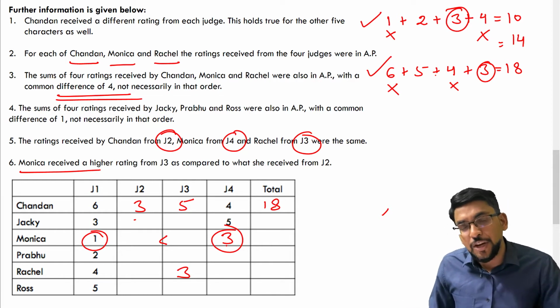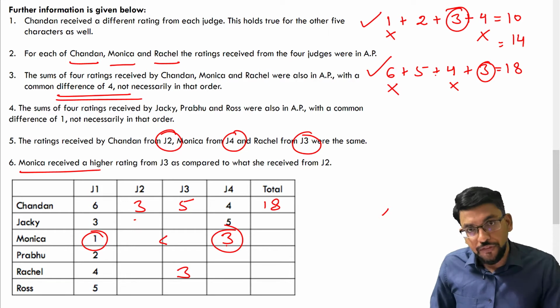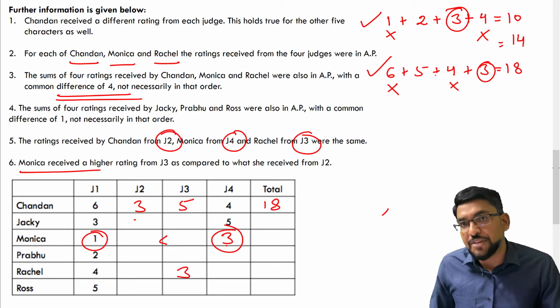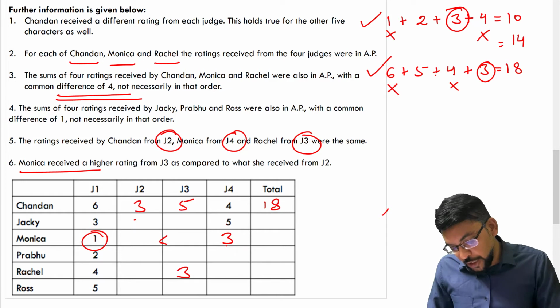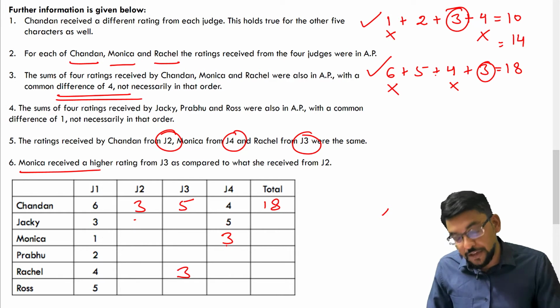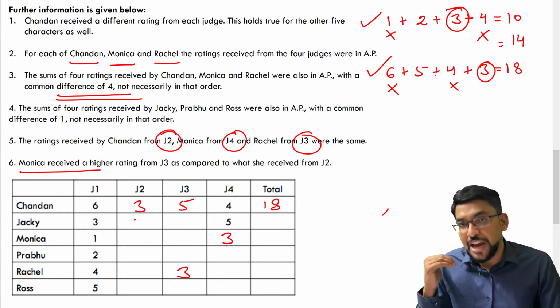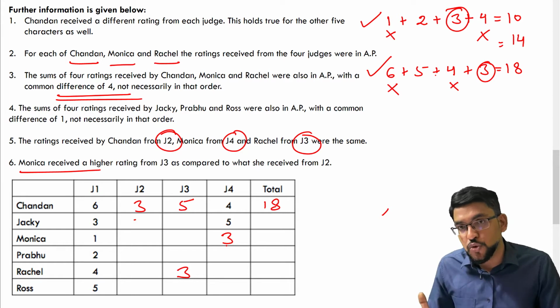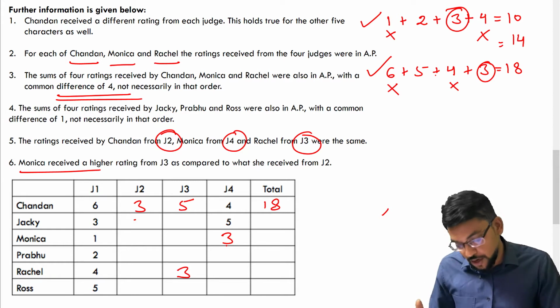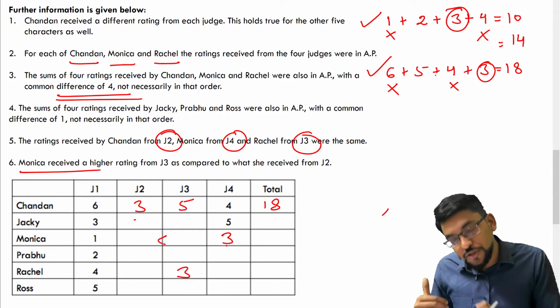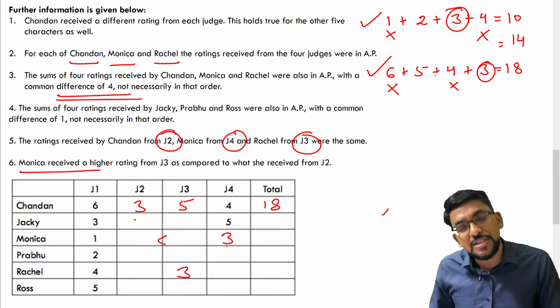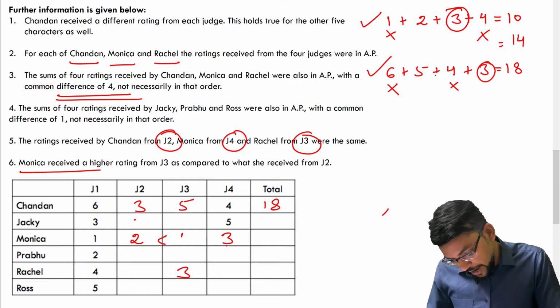So if I take the remaining two numbers with a common difference of 2, then those numbers have to be 5 and 7 respectively. But 5 and 7 I cannot take, because nobody can get 7 from these judges. The maximum given to us is 6, so I cannot take 7 here. So immediately we can understand that the common difference cannot be 2, it has to be 1. And when the common difference has to be 1 and J3 is more than J2, what numbers can be put here? 2 and 4.